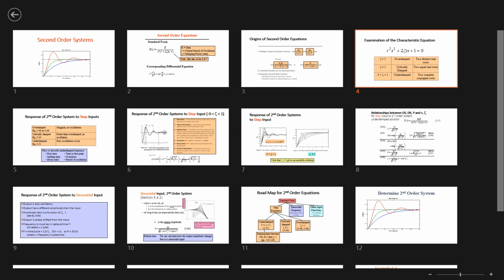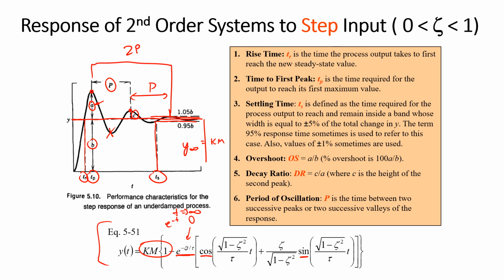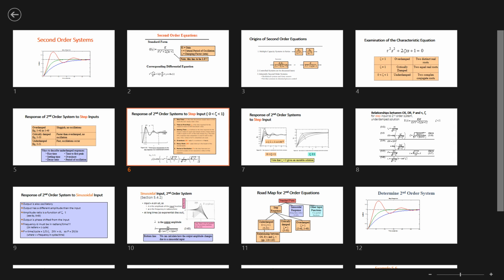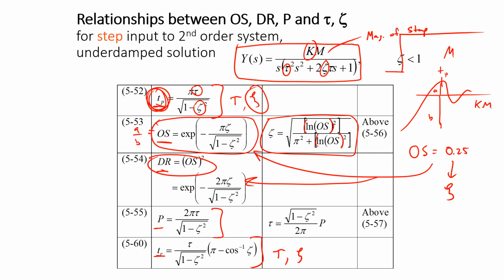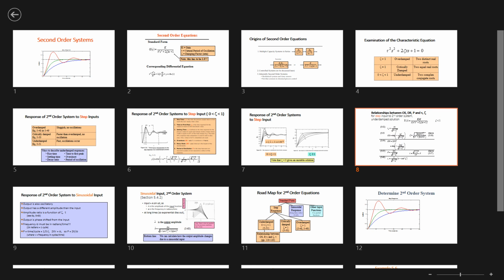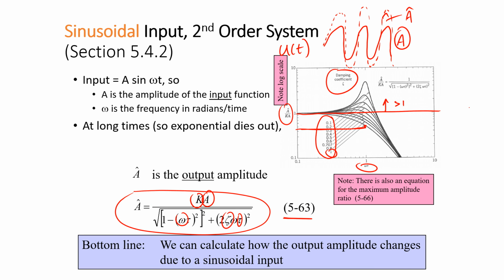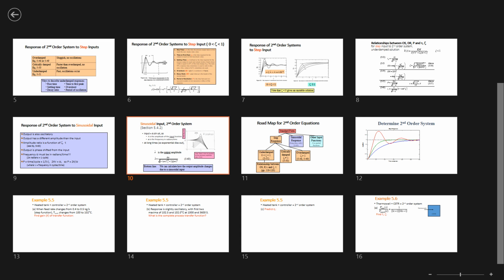If zeta is less than 1, then you're going to have oscillations. We looked at rise time, peak time, settling time, overshoot, damping ratio, and period of oscillation. We also had the relationship between the zeta and the tau values and my peak time, overshoot, damping ratio, and period. So these are the equations that define those. We also looked at sinusoidal inputs to a second order system and the response, and then went over a couple of example problems.